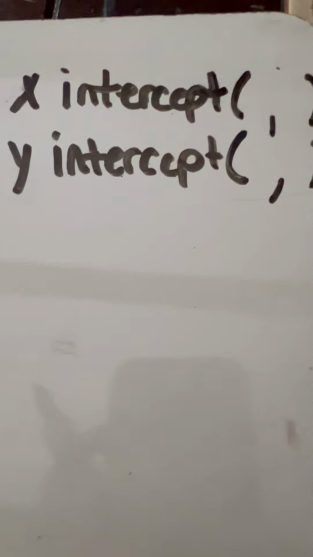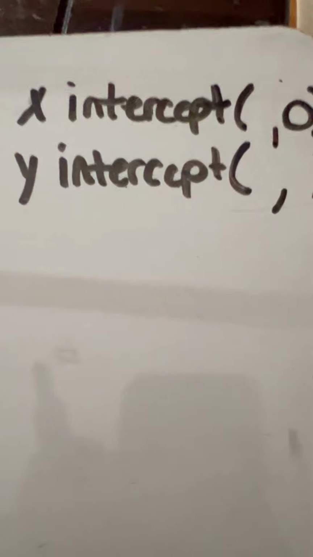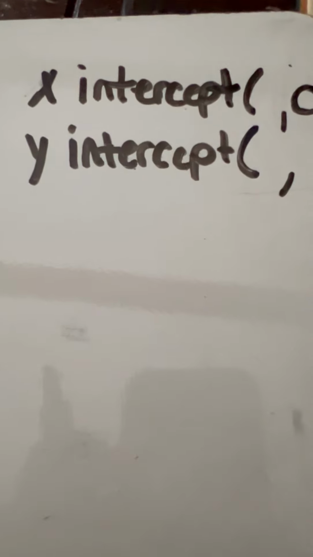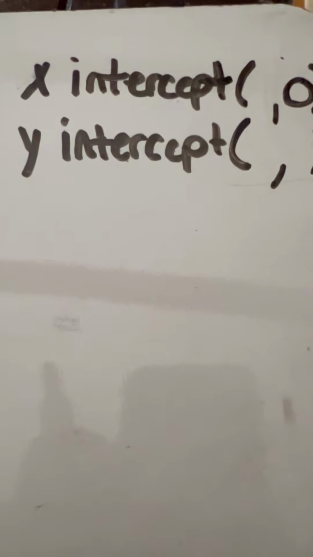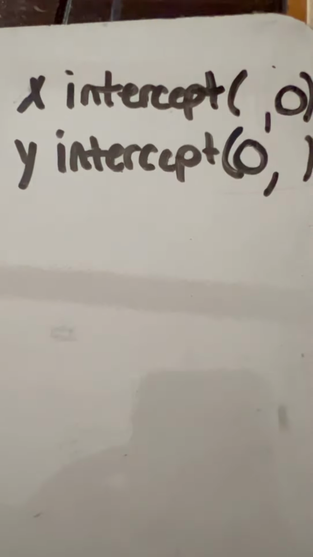When we're doing an x-intercept, we are looking for the x coordinate, which means our y coordinate would be 0. So I'm just going to replace the spot right there with a 0. And then the same thing happens with the y-intercept. We're looking for the y coordinate that time, and our x is going to be 0. So we're going to replace the x coordinate with 0 right there.